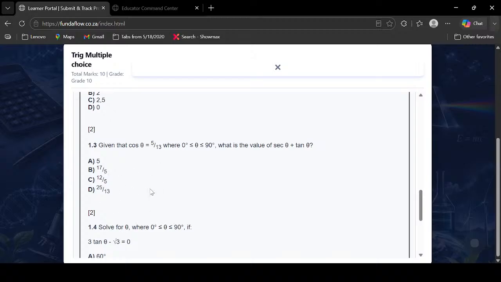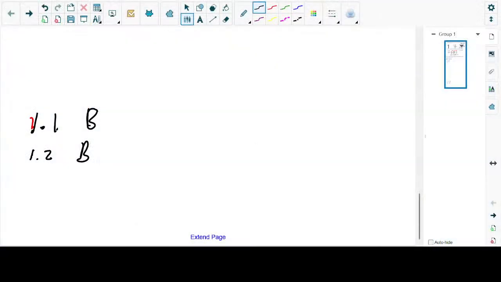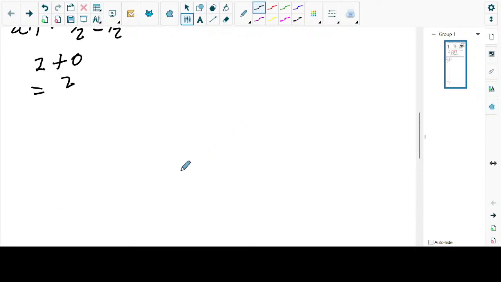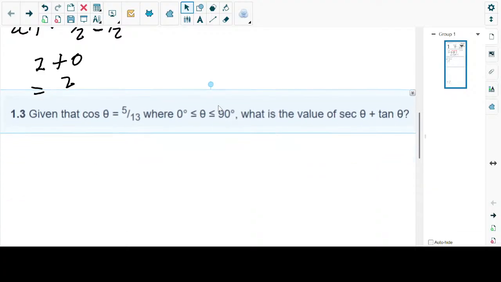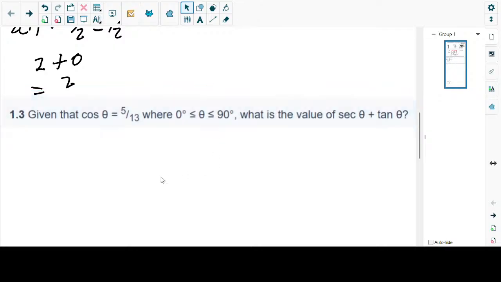Remember, if you are in grade 10, you are doing all the trig ratios. Once you go to grade 11, we reduce them to 3. So sine has a reciprocal, cos has a reciprocal. They go in pairs: sine goes with cosec, and cos goes with sec. Yeah, sec goes with cos.